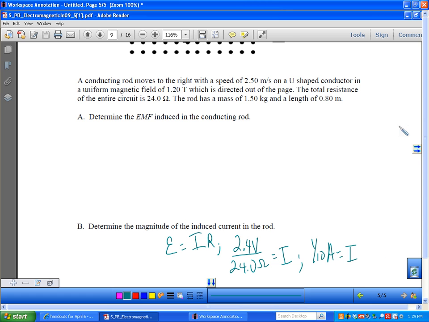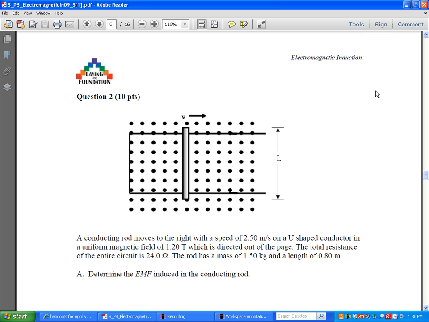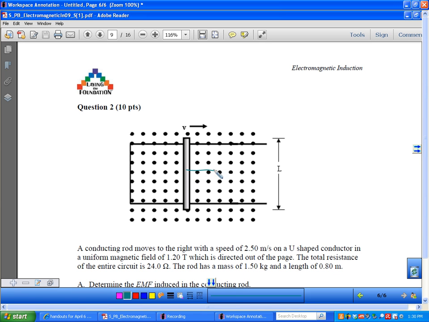Now I know they're going to ask me about the direction of the current flow, so I'm going to go ahead and figure that out while I have this picture up here. If you're pulling it this way with an applied force, then the area is increasing, so the flux is increasing, because remember flux is BA cosine theta, and theta in this case is 0 degrees. So as long as area increases, this has to go up. So if that's increasing out of the page, I need to cause a field to be generated that increases into the page. So if I put my thumb into the page and curl my hands, my current looks like it's going to flow clockwise.